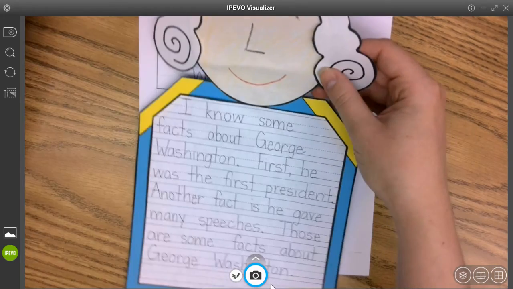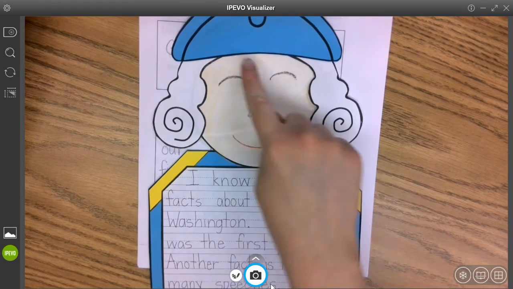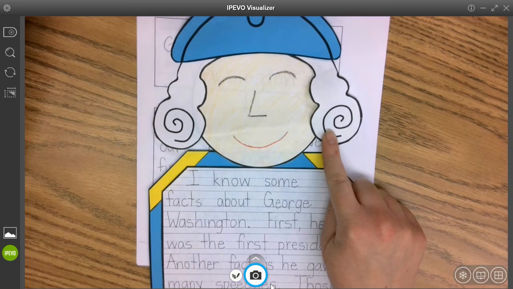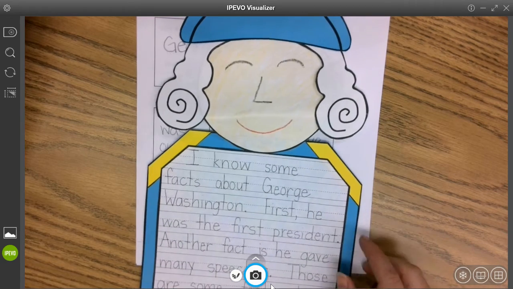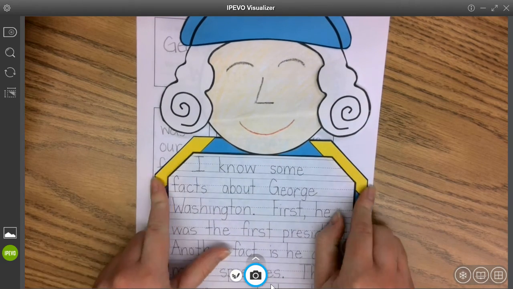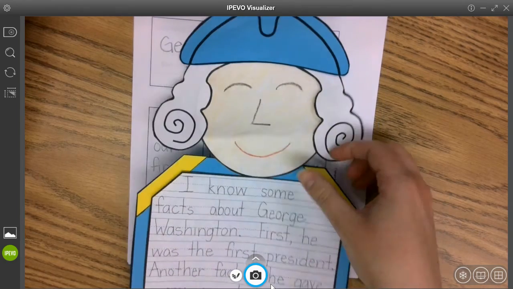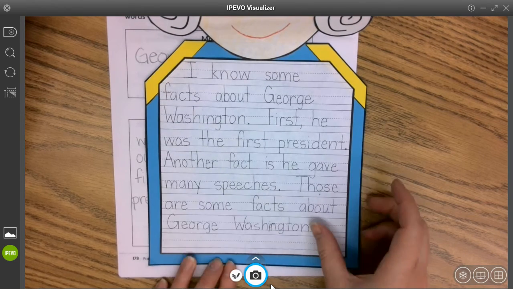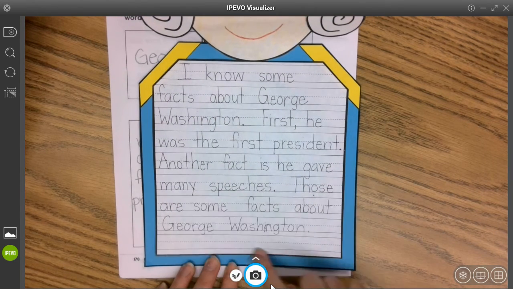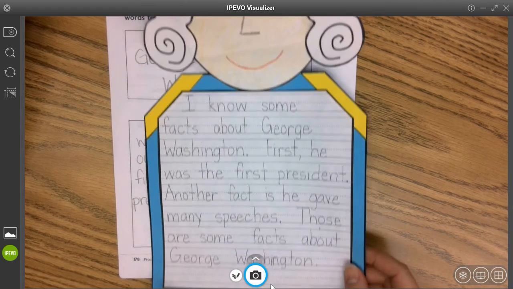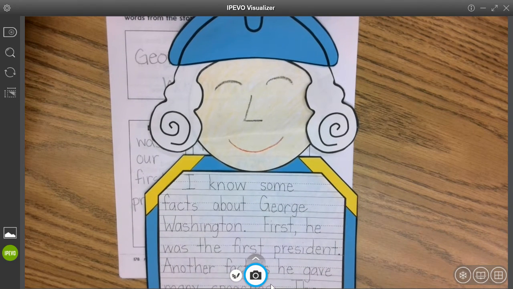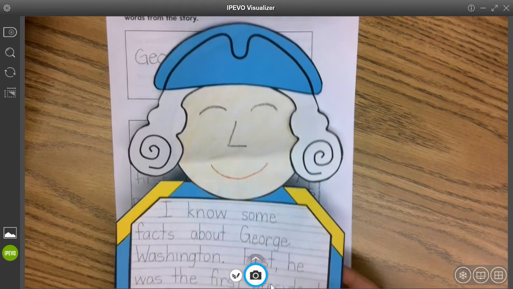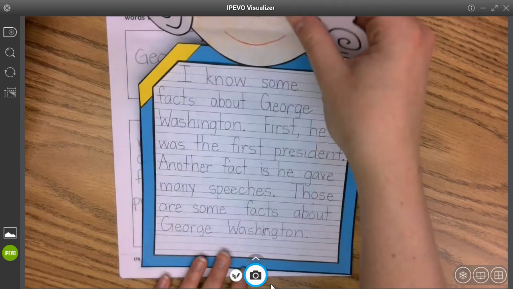Like this. Okay. So you can see his hat. He has his powdered wig on. Those little yellow pieces go on the corners of his shoulders. And then we have the blue piece to kind of show his suit. The writing goes right in the middle. And you can give him a face and just make a cute George Washington to share your writing. Okay, so let's see what I came up with.